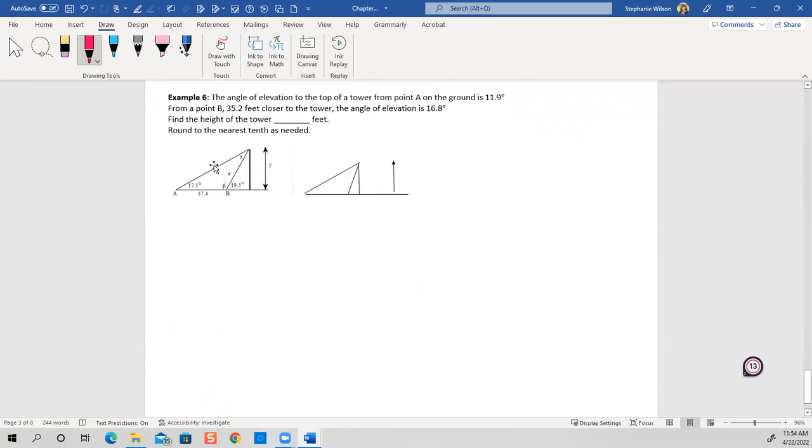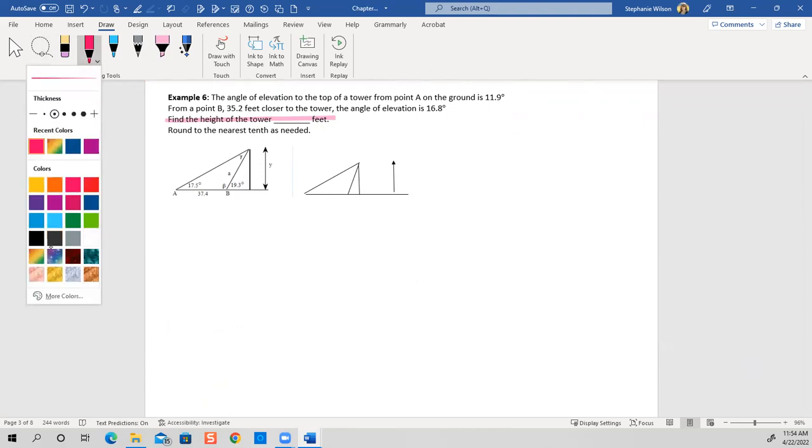The angle of elevation to the top of the tower from point A on the ground is 11.9 degrees. From a point B, 35.2 feet closer to the tower, the angle of elevation is 16.8 degrees. Find the height of the tower in feet. Okay, so there's the underlying question. And if you notice here, I really should have changed these out. I was changing numbers, trying to get something a little bit different.